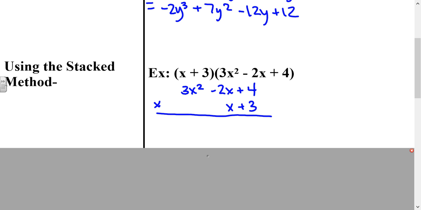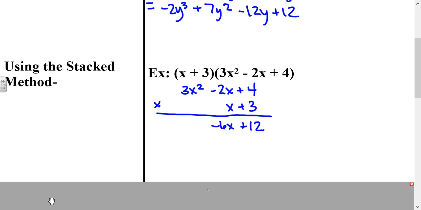It doesn't matter which one goes on top or bottom, because when you're multiplying, you'll get the same answer. So if I take 4 times 3, I get 12, and it's positive 12, so I want to keep the plus sign in front. Then I take 3 times negative 2x, which would be negative 6x. Now you might remember when you're multiplying like this in grade school, you have to bring down a 0. Okay, then you take x times all the numbers. So x times 4 would be 4x, and it's positive. And then x times negative 2x would be negative 2x squared. And then x times 3x squared would be 3x cubed.